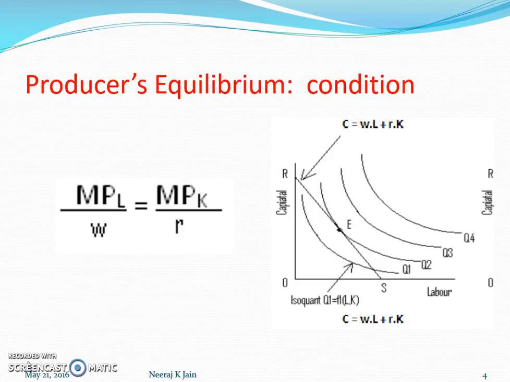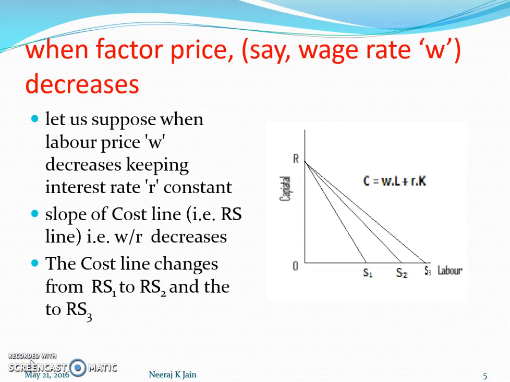This tangency point gives us the producer's equilibrium condition, which is nothing but MPL upon W equals MPK upon R. MPL is marginal productivity of labor, MPK is marginal productivity of capital, which are nothing but the first order derivatives of the production function with respect to labor and capital, while W and R are the wage rate and interest rate. Now we can see that this producer's equilibrium point E can change if the factor price, say the wage or the labor, will change.